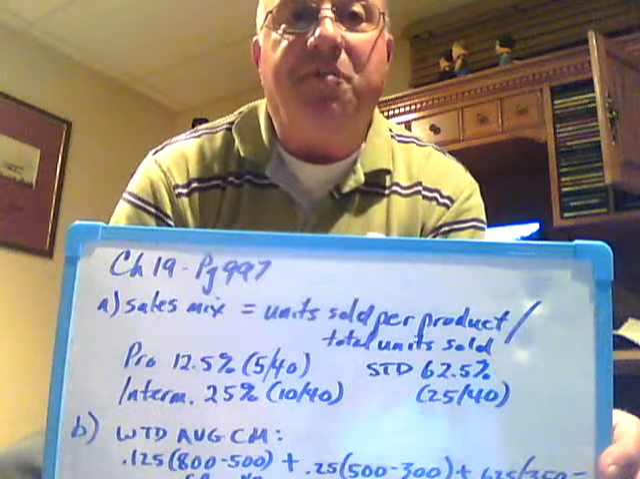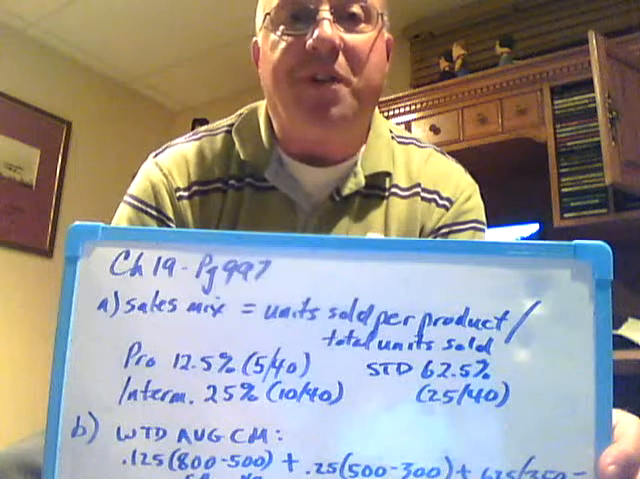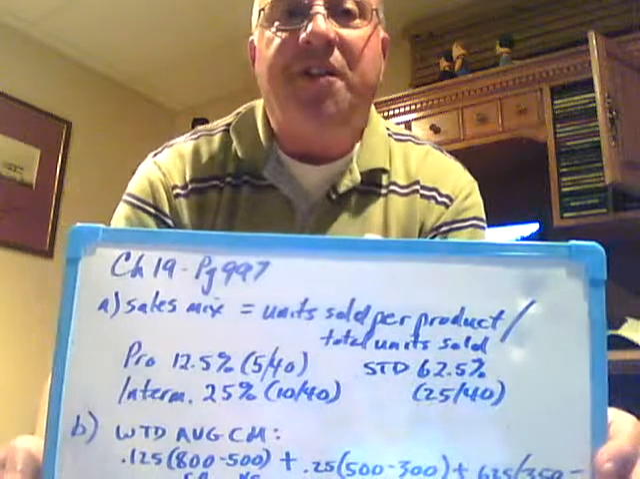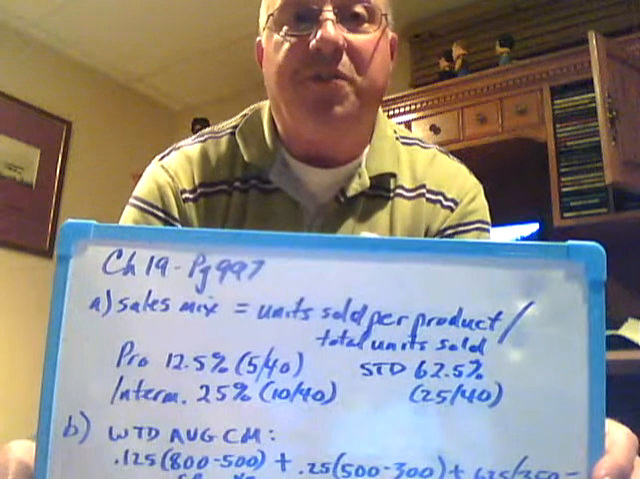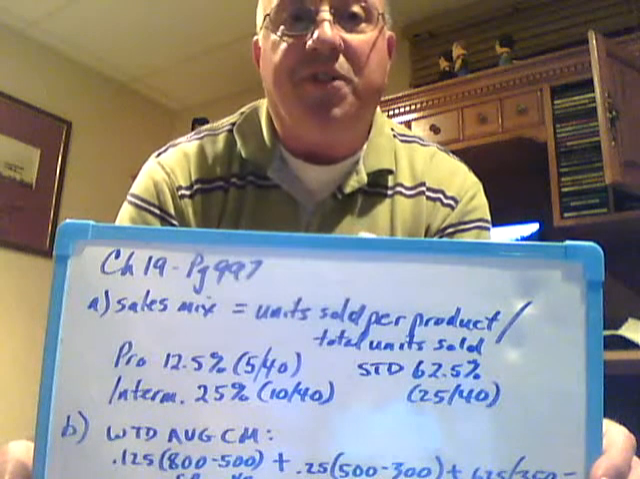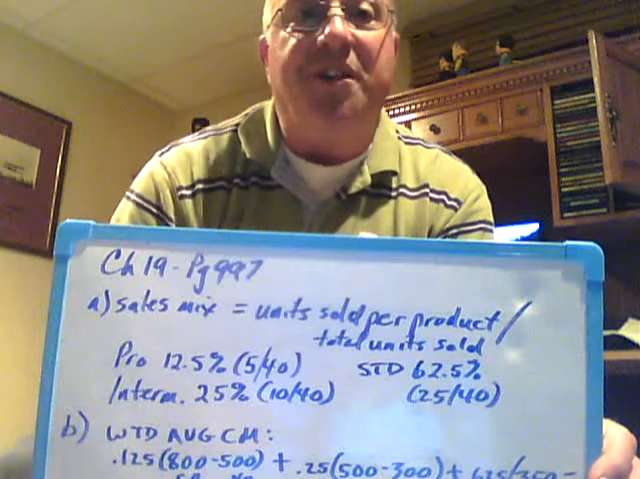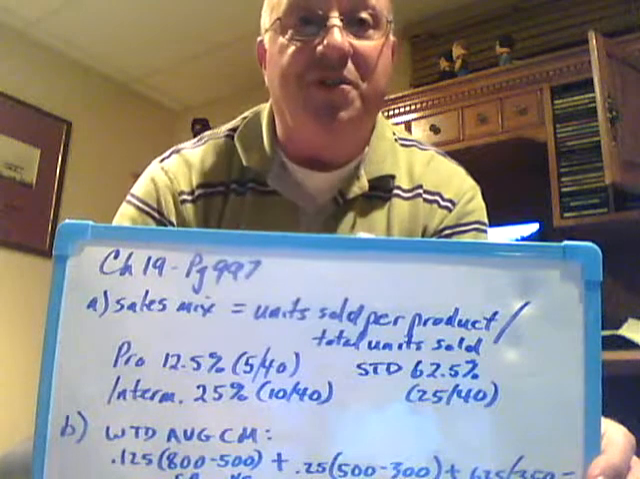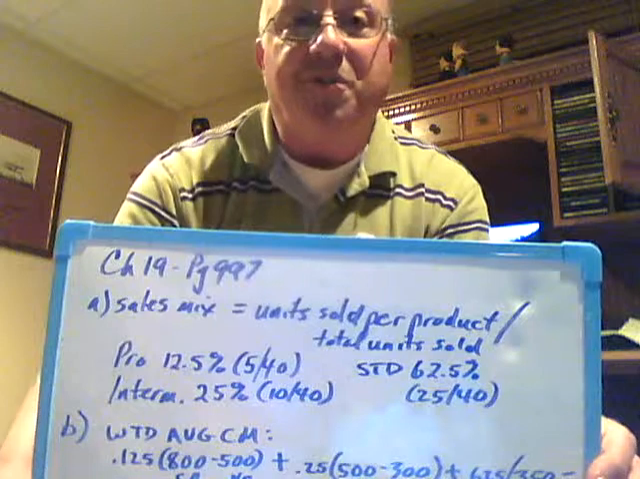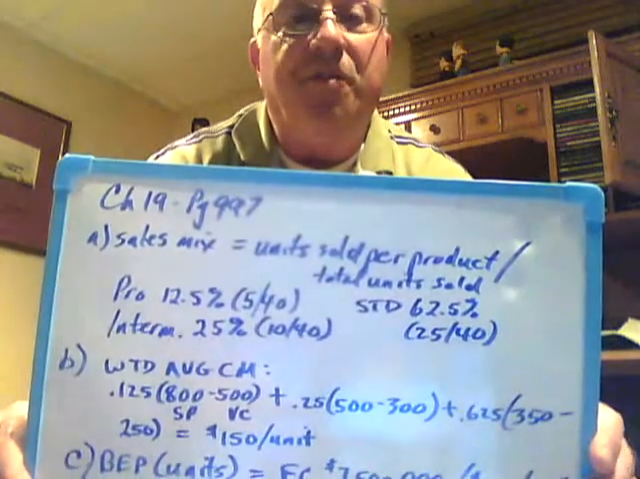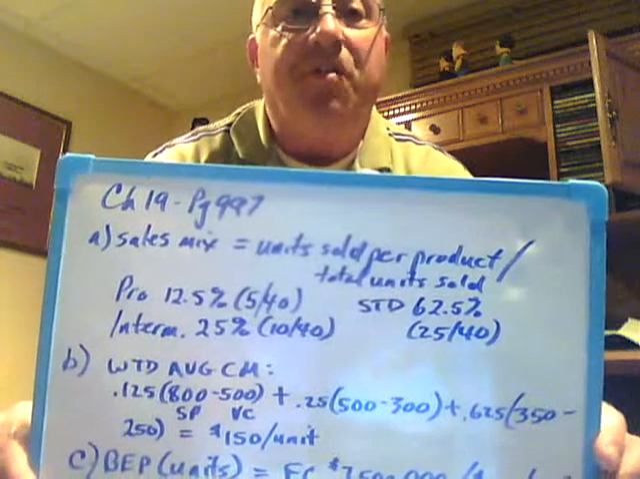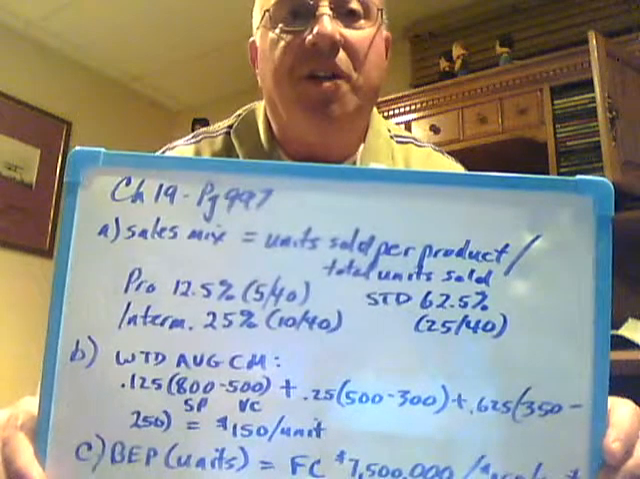And finally, the standard bike is apparently the most popular. They're projecting to sell 25,000 of those, so its percentage of the sales mix would be 25 over 40, or 62.5%. And your check on that work is to make sure that all 3 of those percentages total, of course, to 100%. Then we go to part B, where they wanted you to compute the weighted average contribution margin per unit.